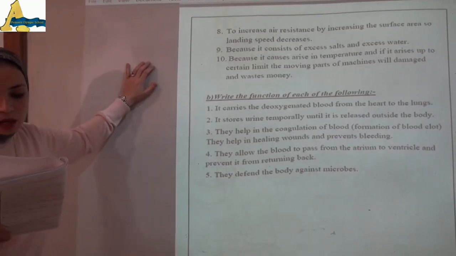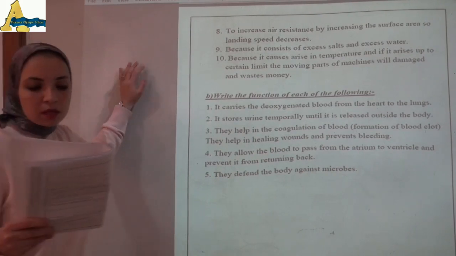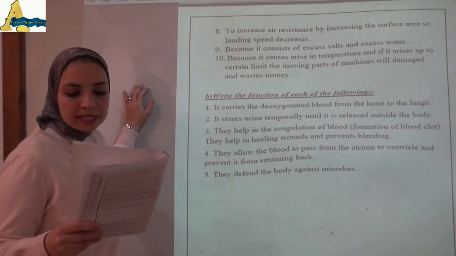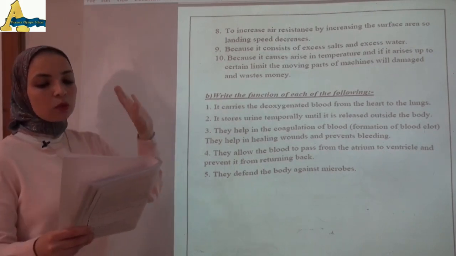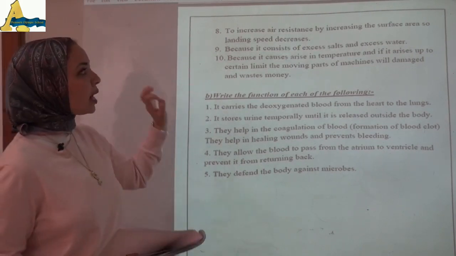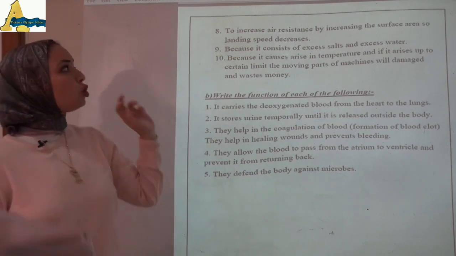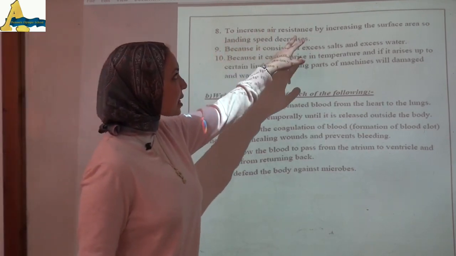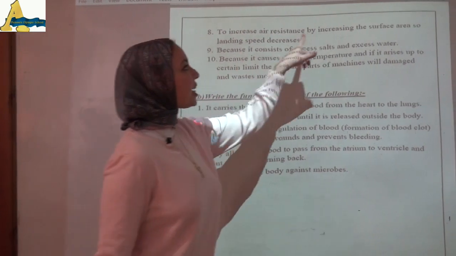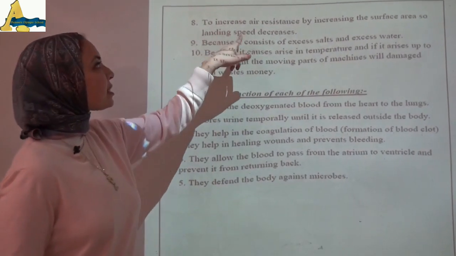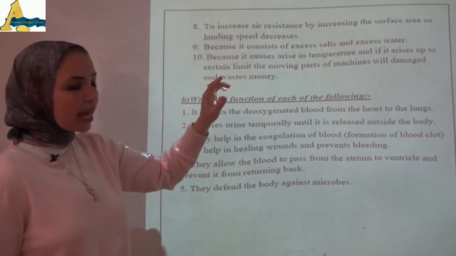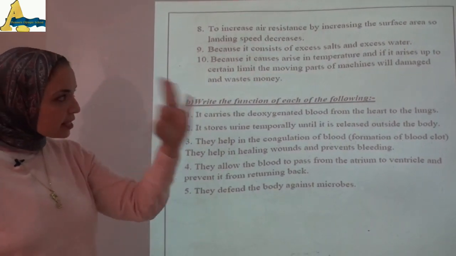Number 8. A parachutist opens his parachute on landing. Why? We said that this question will be answered in 3 steps. To increase air resistance, by what? By increasing the surface area. So, landing speed decreases. Okay? Don't forget, 3 steps.